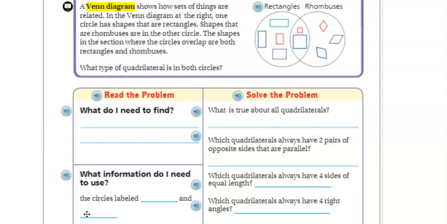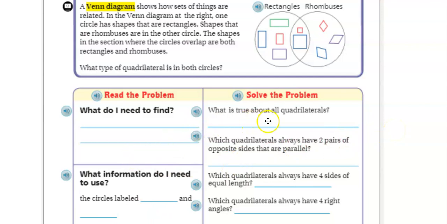So remember, we're looking at rectangles and rhombuses, so we need to look at their angles. Do they have acute angles? Do they have obtuse angles? Do they have right angles? Do they have parallel lines? How many sides are parallel? Do they have equal sides? Then you go over and you look at solving the problem.